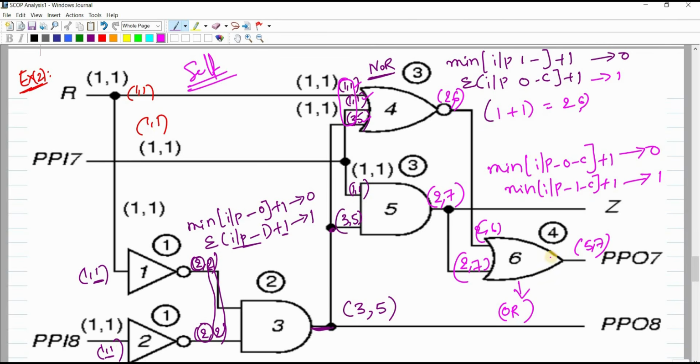If I want to find out combinational observability, I will consider 0 here. From back to front, I will find out the combinational observability for the same circuit. It is self-explanatory. If you follow this example on your own, you can easily understand.